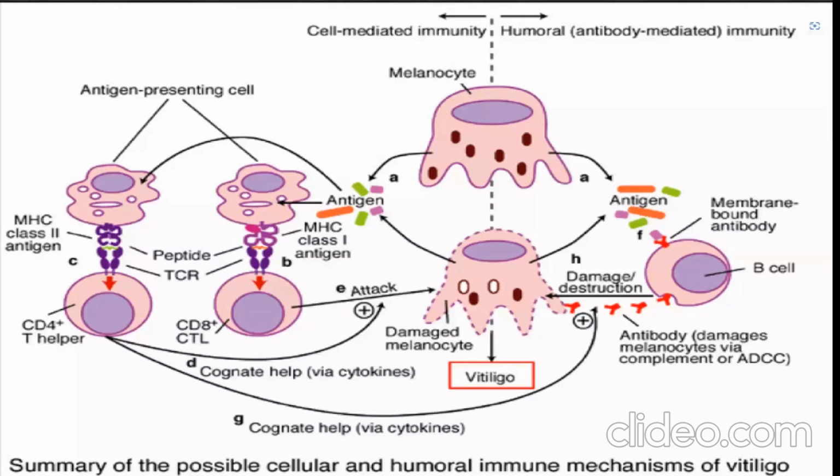And this is the diagram of cellular and humoral immune mechanism of vitiligo. These are the normal melanocytes, and some antibodies form against these antigens, melanocyte antigens, which damages or causes destruction. This is damaged melanocyte.